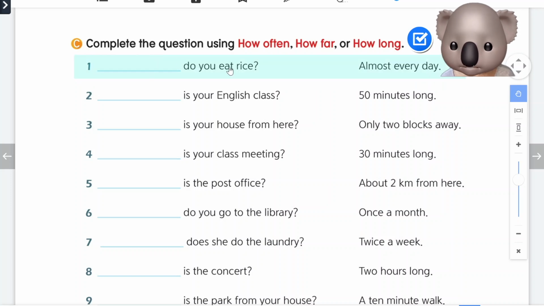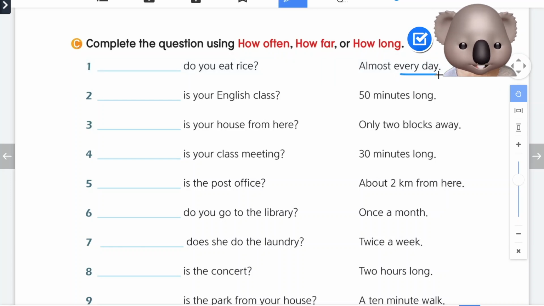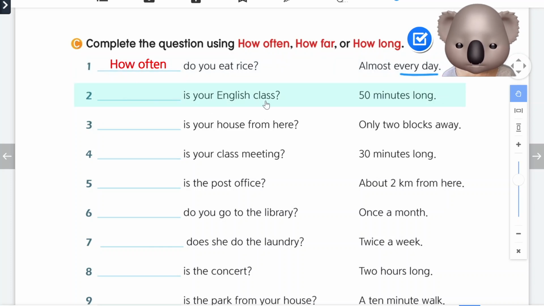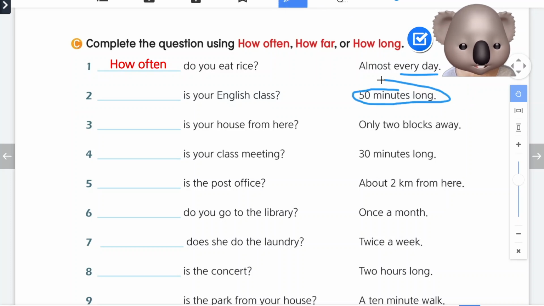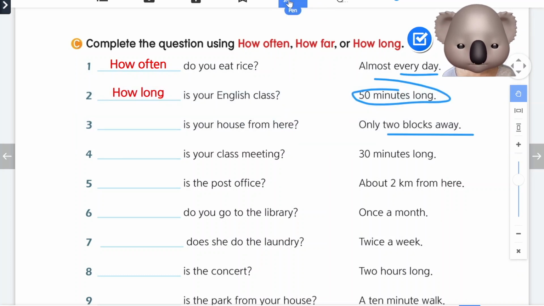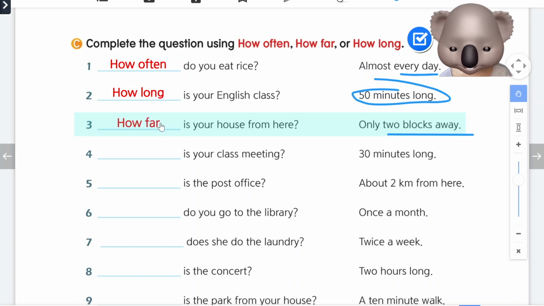Number 1, do you eat rice? Almost every day. every day가 나오니까 얼마나 자주 먹는지에 대한 질문이지. How often? Number 2, your English class, 50 minutes long. 시간 나오네. 시간은 how long 사용해야죠. Number 3, is your house from here? Only 2 blocks away. 얼마나 먼지에 대한 질문이죠. How far is your house from here?